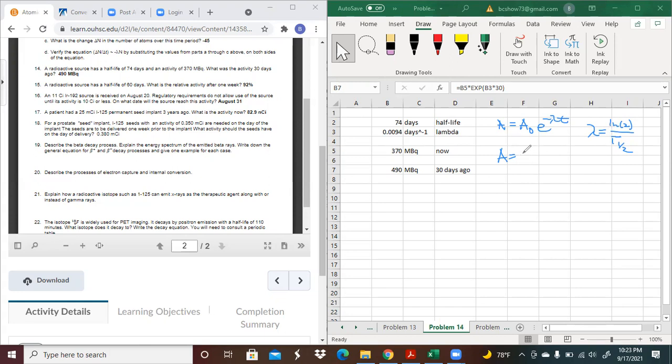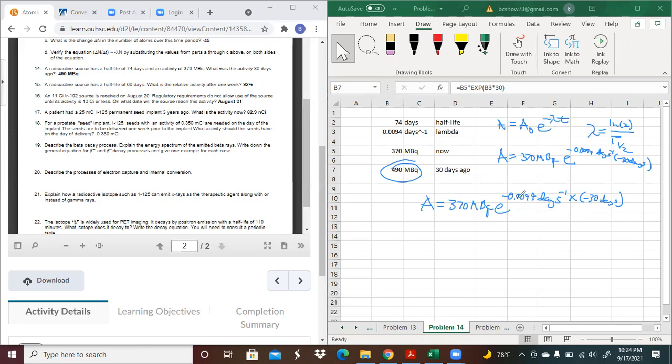Here, what we're going to do is take 370 megabecquerel, and we're going to multiply that by e to the minus 0.0094 per day, times, and this is 30 days ago. Yeah, this is getting a little muddy. So let me write that out here with a little bit more room. There we go. That should be what you come up with.